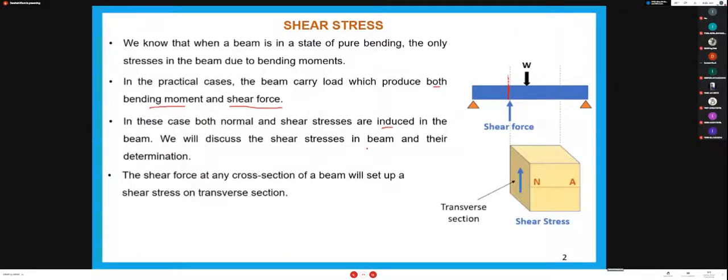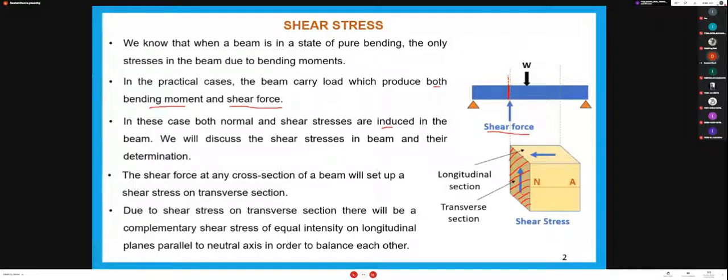So if we consider this is the shear force value at that particular section, and we consider this section area, this force is parallel to it, so it is known as the shear stress. Force divided by this area gives the shear stress at that section. So the shear force at any cross section of a beam will set up a shear stress on a transverse section. This is known as the transverse section where our shear force acts, and according to that area, the shear stress is produced.